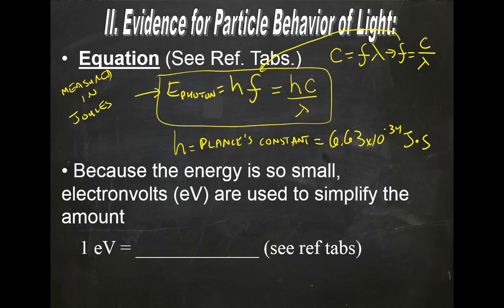Because this energy is so small, we typically use electron volts to simplify this amount of energy. Now an electron volt is equal to 1.6 times 10 to the negative 19 joules. It's just another unit of energy. We looked at this unit of energy first in our electrostatics unit. This relationship can also be found on your list of physical constants on the front page of your reference tables.